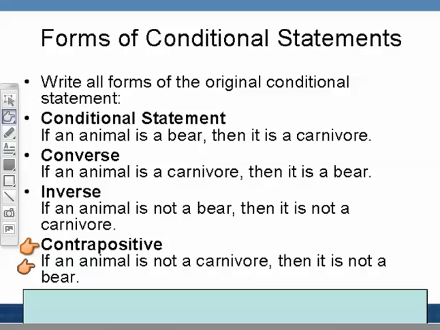Interesting fact that you need to understand. If the conditional statement is true, then the contrapositive statement will be true. Every single time it works out that way. If this one is true, then this one is true down here. If the conditional statement is true, then the contrapositive statement is true. Works every time. Those two are considered logically equivalent statements.